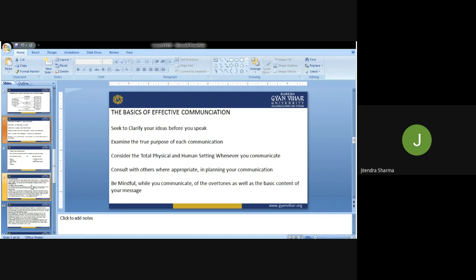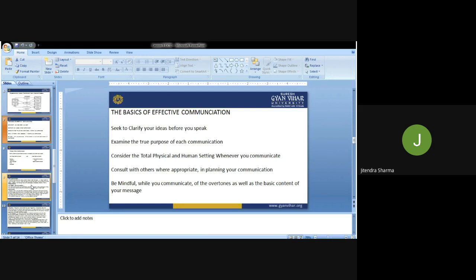Consider the total physical and human setting whenever you communicate. The physical and mental state of the human is very important, that when we are communicating, in what state they are. That is very important for effective communication. Consult with others, if appropriate, in planning your communication and drafting your message. If you are not the expert of the content which you want to communicate down the line, then you have to incorporate the opinion of the experts, and then plan and summarize your message in a form in which it is to be communicated down the line.